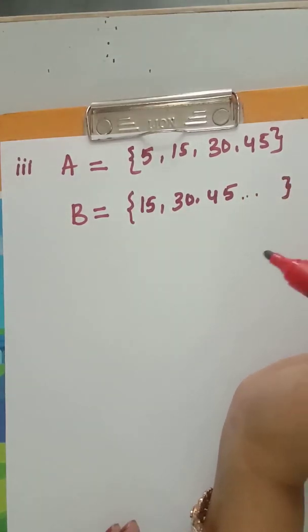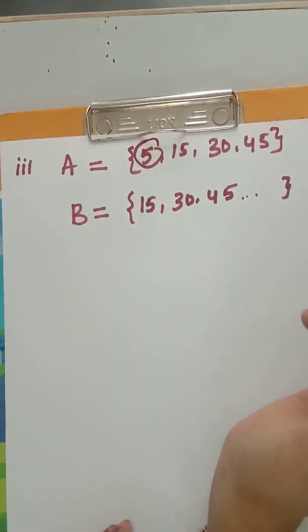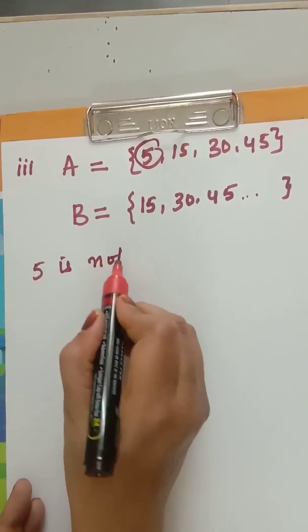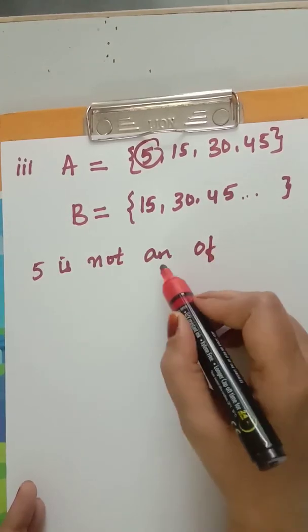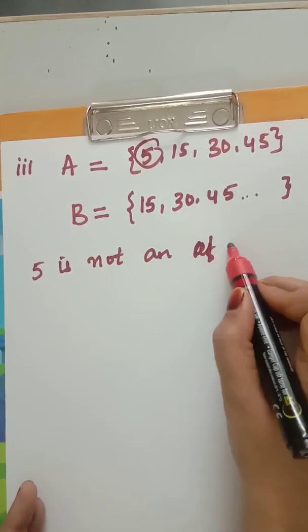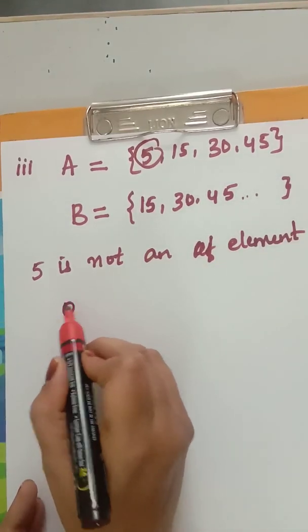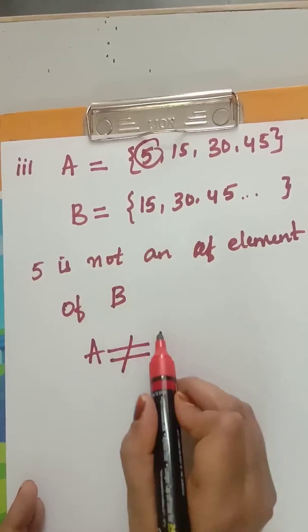What do you notice here? 5 is there in this set, 5 is not there. So that means 5 is not an element of B. Therefore, A is not equal to B.